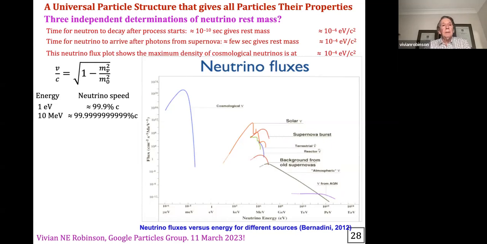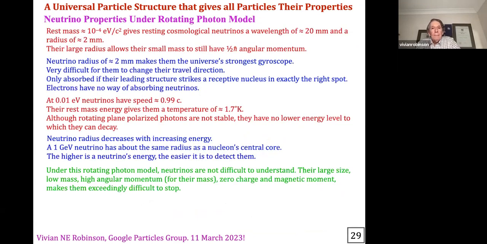Now to have a quick look at what that means. First of all, cosmological neutrinos have a wavelength of about 20 millimeters and a radius of roughly 2 millimeters. That large radius is why their small mass can still have half-hbar angular momentum. The neutrino radius of 2 millimeters makes them by far the universe's strongest gyroscope. They just travel; it's very difficult for them to change their direction of travel.